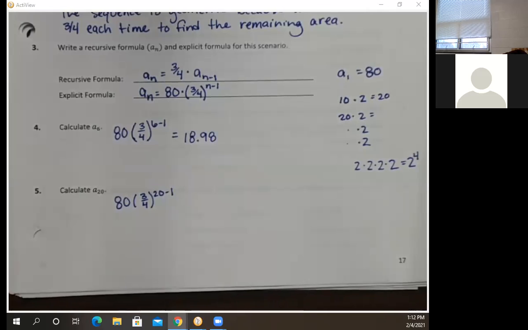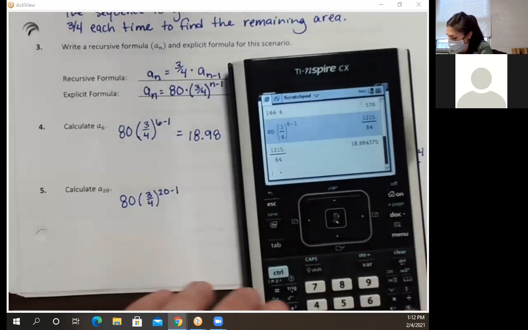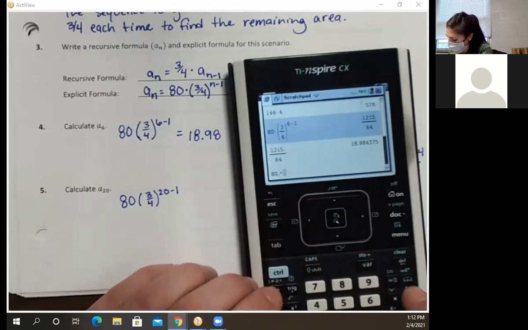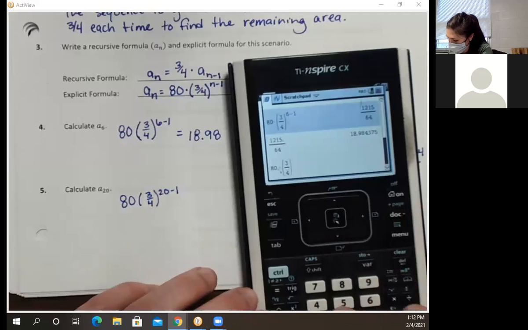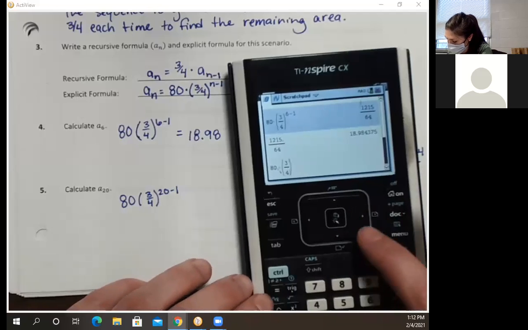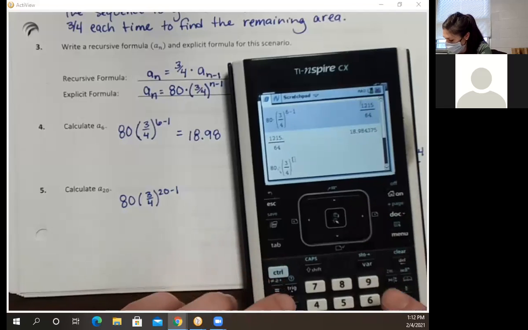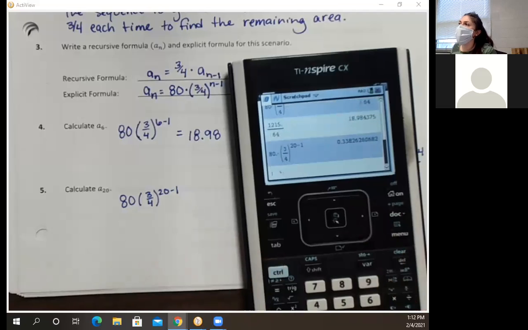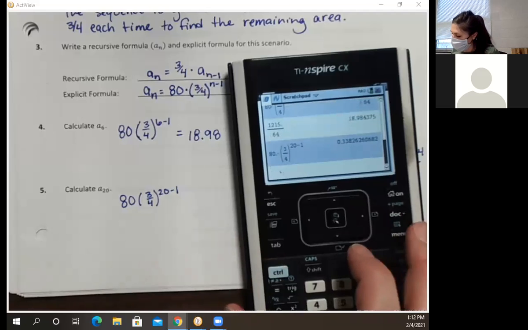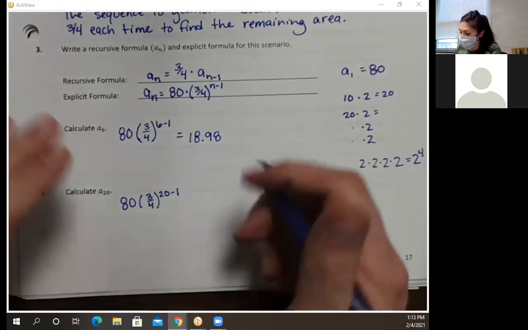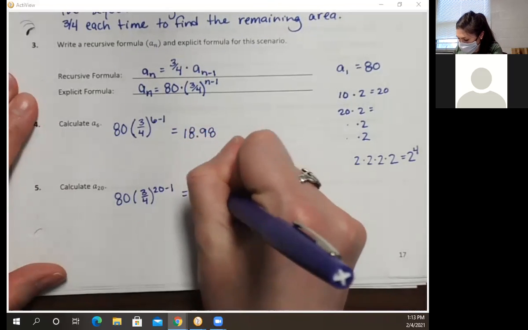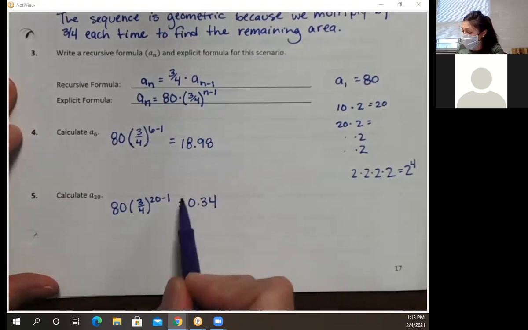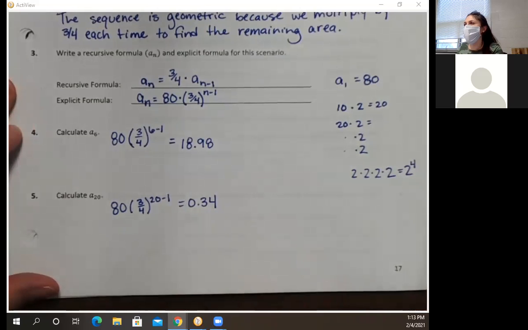If you know your answer is going to come out to be a decimal, just type a decimal somewhere in your problem. So if I were going to type this one in, I know it's going to be a decimal, so I could type 80 with just the point after it. It should just spit it out as a decimal automatically. So we would get 0.34 here. Does it make sense that we would have a really small number for our 20th term?